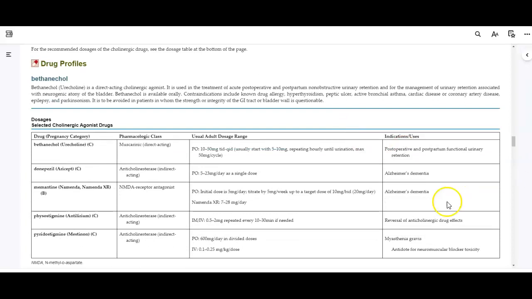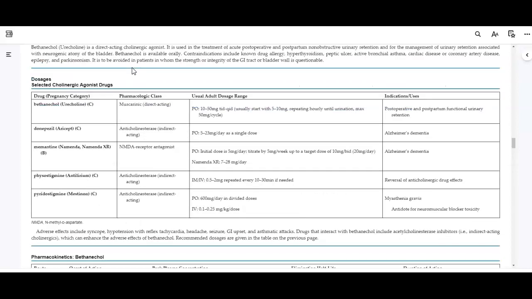My first one that we're looking at is bethanechol or Urecholine. On this particular medication, we use it to treat that acute post-op or postpartum non-obstructive urinary retention. Again, after delivery or after surgery where they're not able to void after removal of a Foley catheter, we could use it for that. We are going to avoid this medication in individuals that have that questionable GI tract or bladder wall issues. We don't want them to have any retention with them. And some adverse effects associated with this med are syncope, hypotension, again with that reflexive tachycardia, headache, and seizures.